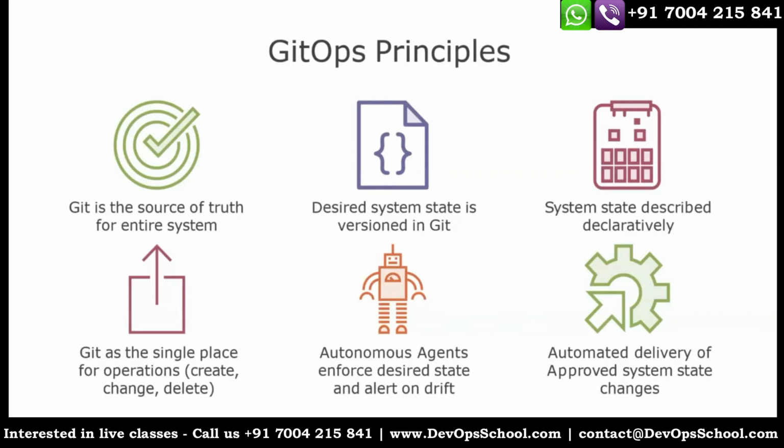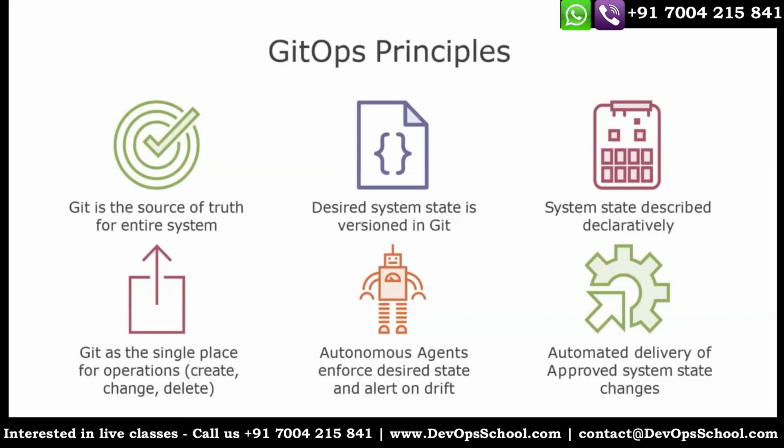Now, autonomous agents enforce the desired state and alert on drift. When you say autonomous agent, that's where Argo CD comes into the picture. By the way, Argo CD is not the only tool. We have so many competitors to Argo CD. Argo CD is one of the options for an autonomous agent that enforces desired state and alerts on drift. That means some tool should read the declarative statement from Git and deploy it in Kubernetes, which is our use case.